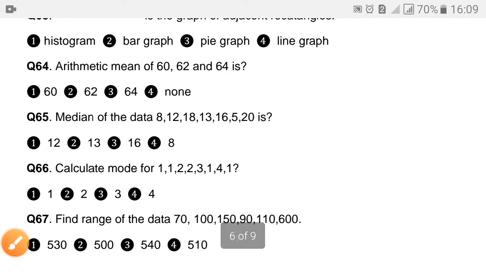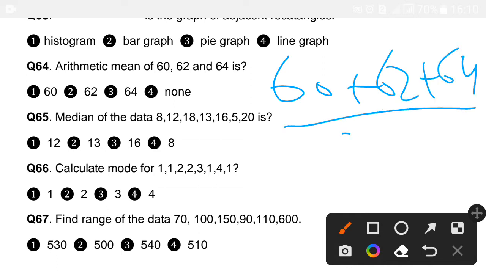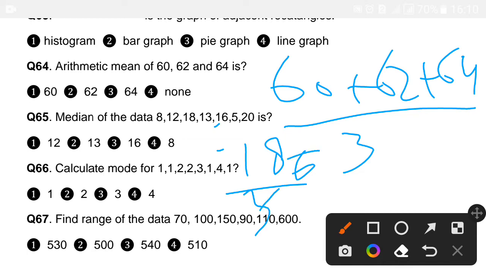Question number 64 is the arithmetic mean of 60, 62 and 64. It's a very easy problem. This is simply mean or average. There are three numbers, so we add these three numbers and divide by 3. So 60 plus 62 plus 64 gives 186, and 186 divided by 3: 3 6s are 18 and 3 2s are 6. So the answer is 62. So 62 is the arithmetic mean of 60, 62 and 64.